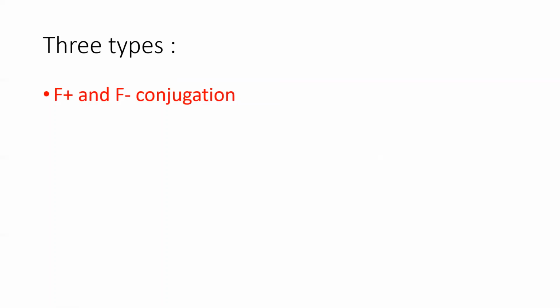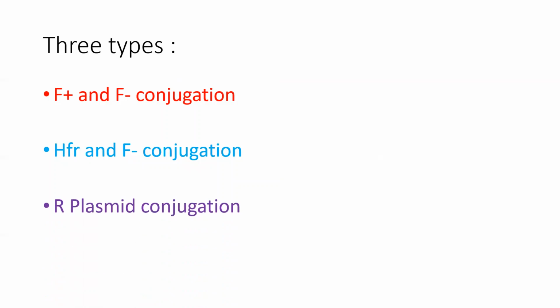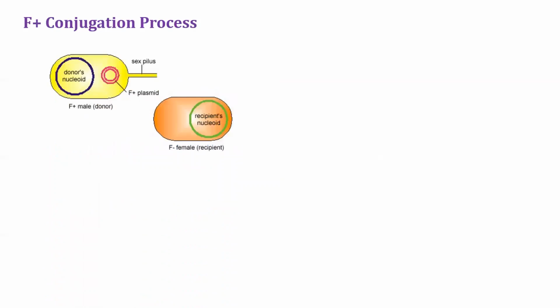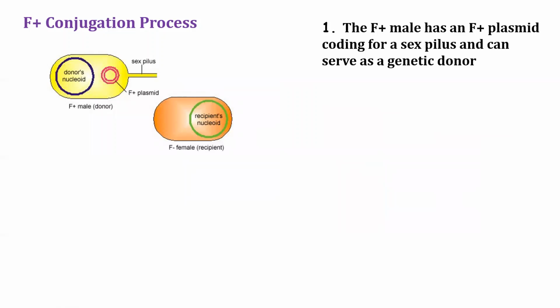There are three types of conjugation: F plus and F minus conjugation, Hfr and F minus conjugation, and R plasmid conjugation. Now, F plus conjugation process. The F plus male has an F plus plasmid coding for a sex pilus and can serve as a genetic donor.